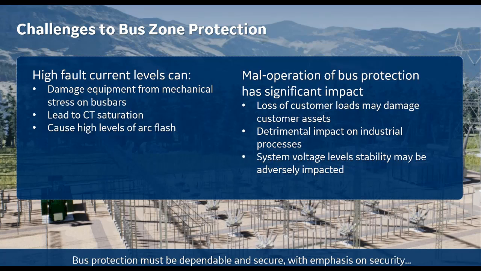Because of all these issues, we need to identify and isolate these faults to minimize their effect on the power system. Conversely, maloperation of the bus protection system has significant impact because we can unnecessarily take out customers and downtime for our processes, which can have significant financial impacts, and can cause voltage stability issues, which can adversely affect equipment outside the bus zone. And it can lead to widespread system collapse.